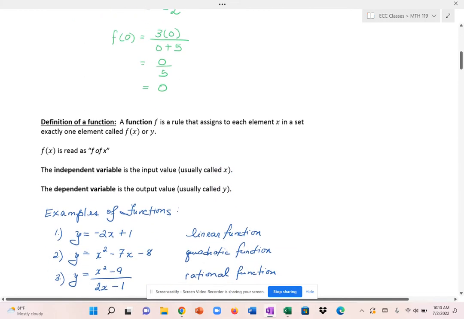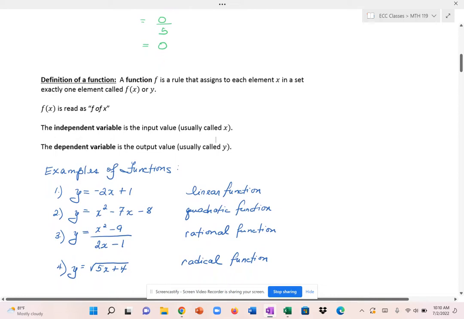So different types of functions are here. The first one is considered to be a linear function. This is actually in the slope-intercept form, mx plus b. The second one is called a quadratic function. The second degree there is what makes that quadratic. The third example is another rational function. And the fourth example is what we would call a radical function.